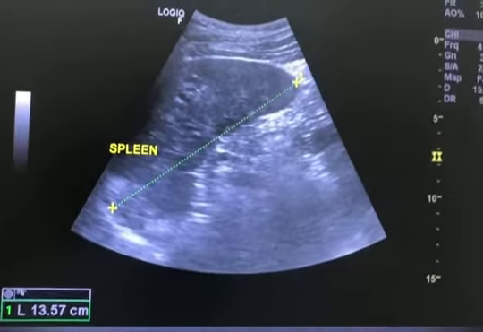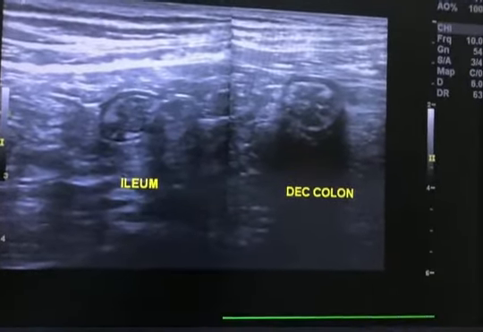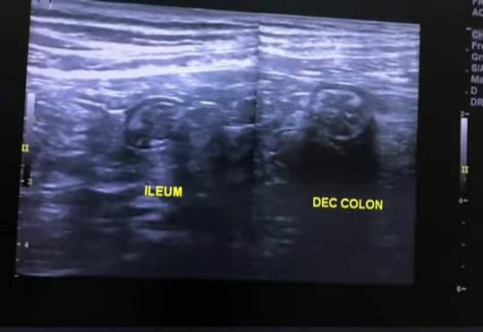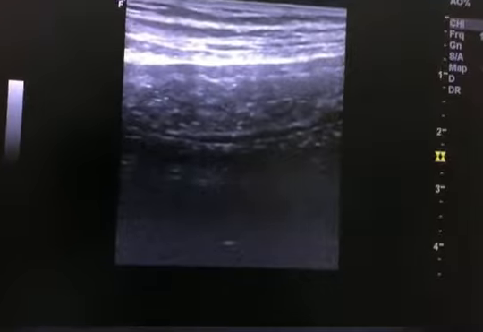Associated finding was some ileal loops in right iliac fossa were thickened, and this descending colon was thickened. But the patient was not having any GI complaint.